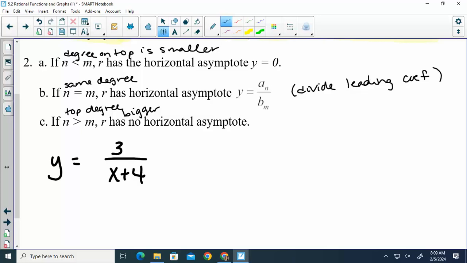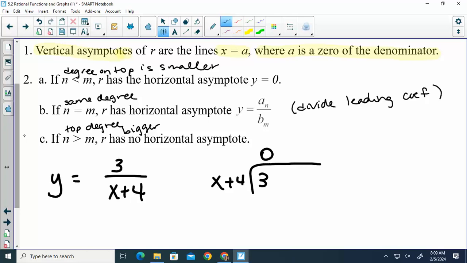For the horizontal, if we think about this, it means dividing. So if you do 3 divided by x plus 4, can you do 3 divided by x? No. So it goes into it 0 times. So the horizontal asymptote turns out to be y equals 0. Because the division doesn't just equal 0, you have a remainder still, right? It didn't divide evenly. So that's why if the top degree is smaller, if you actually try to divide them, I don't have an x there to divide. It won't work, so your horizontal is 0.